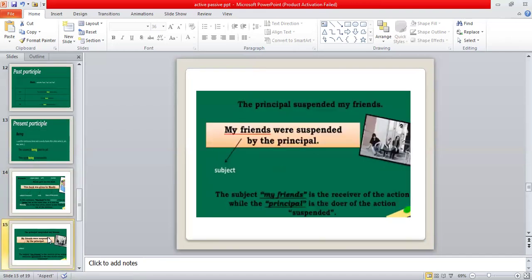The principal suspended my friend. This is an active sentence. My friend was suspended by the principal. So in this case, you can see that the object of the active sentence comes in the beginning of the sentence, and the principal, which was the subject of the active sentence, comes at the end when we are changing it into passive voice.